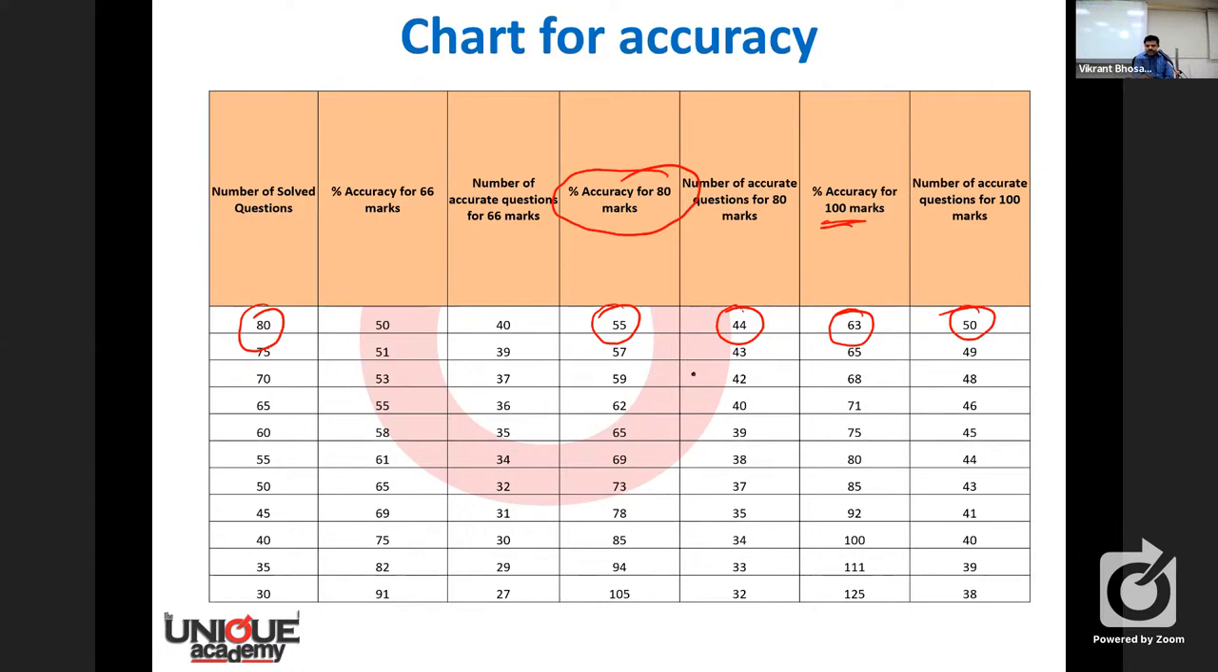इज दैट क्लियर? वाइस वर्सा, इफ यू ऑलरेडी नो एक्यूरेसी एंड टारगेटेड मार्क्स, you can decide number of questions to get them. Is that clear? क्योंकि हर एक की accuracy same होती नहीं है, कम ज्यादा हो सकती है. So accordingly you have to decide.